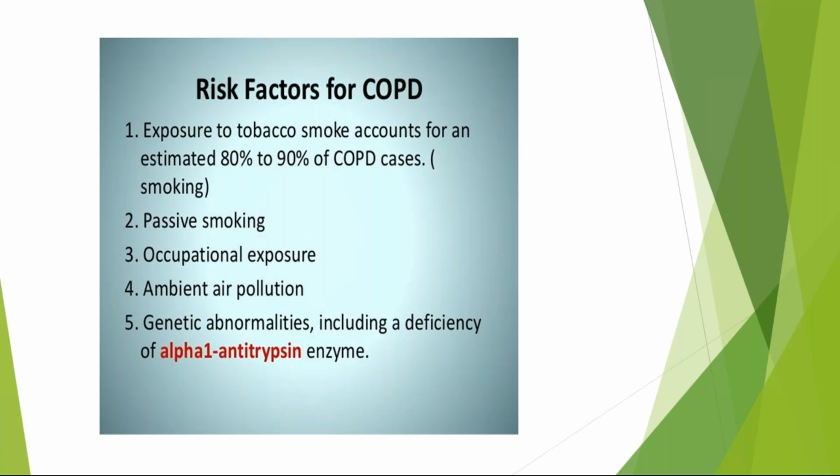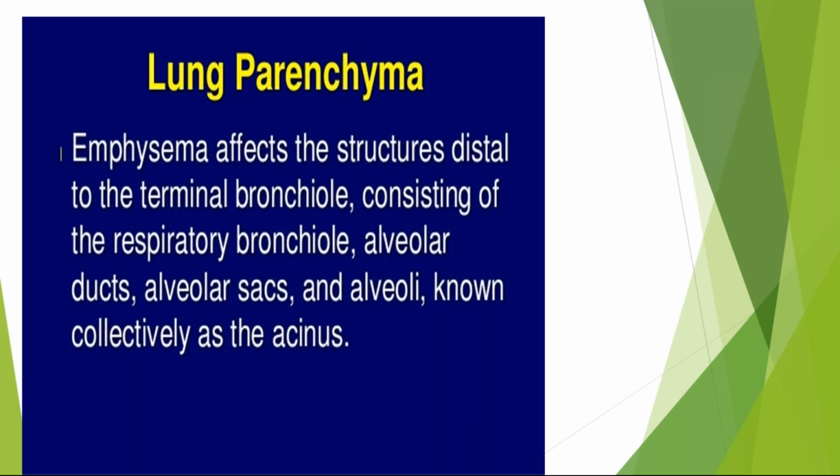Risk factors for COPD: the most common risk factor is exposure to tobacco, along with passive smoking, occupational exposure, ambient air pollution, and genetic abnormalities like alpha-1 antitrypsin enzyme deficiency. Coming to emphysema, it affects the structures distal to the terminal bronchiole, which include the acinus. The acinus is composed of the respiratory bronchiole, alveolar ducts, alveolar sacs, and alveoli.